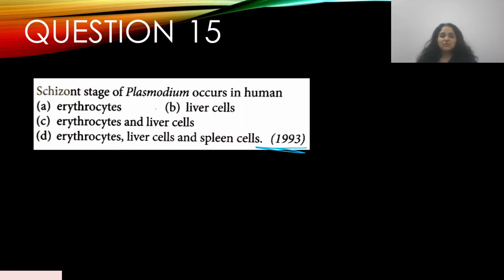Schizont stage of Plasmodium occurs in humans: A, erythrocyte; B, liver cells; C, erythrocytes and liver cells; D, erythrocytes, liver cells, and spleen cells. Okay, so it's actually C. Erythrocytes and liver cells. All right, answer is C.